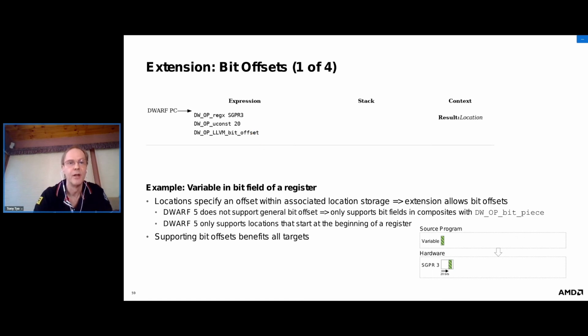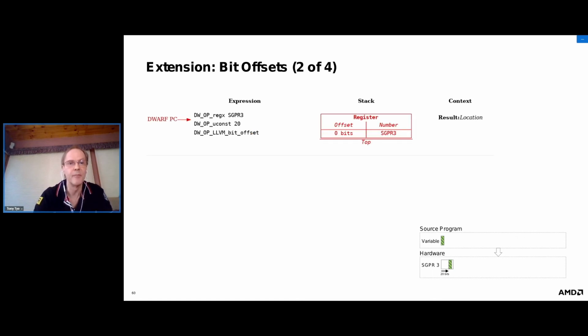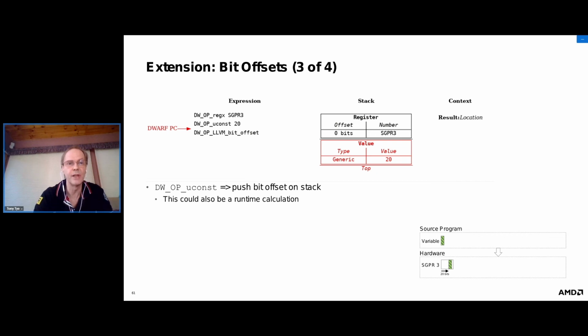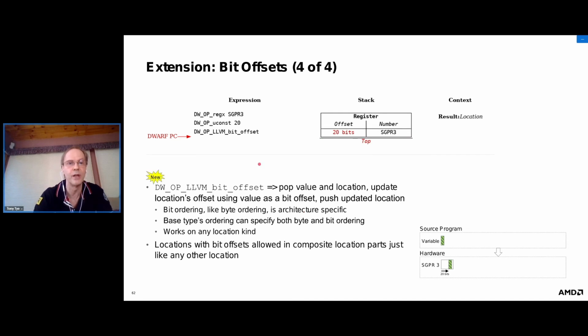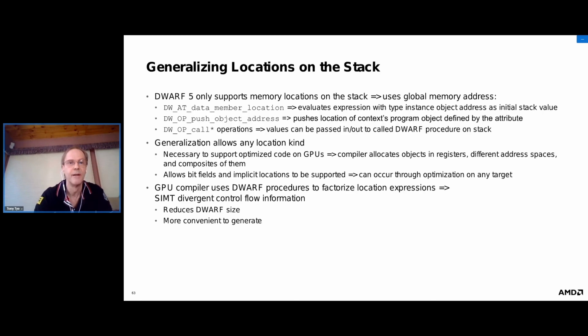So in this example, we could take a register, we can then get our bit offset, and this could perhaps be a runtime calculation. And then the new operator here, we've got bit offset as opposed to the regular offset, and this now gives us the bit offset. So now we've got our little slice of the register. Again, something that current DWARF, although there is bit piece, it really only works with composites. You can't do it in other locations.